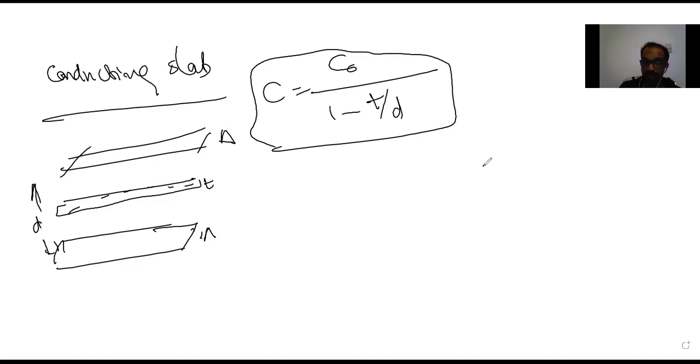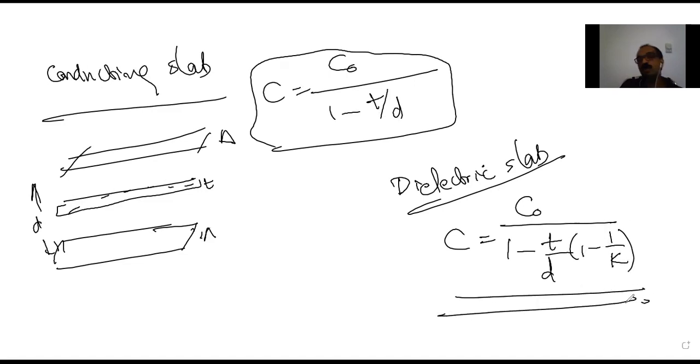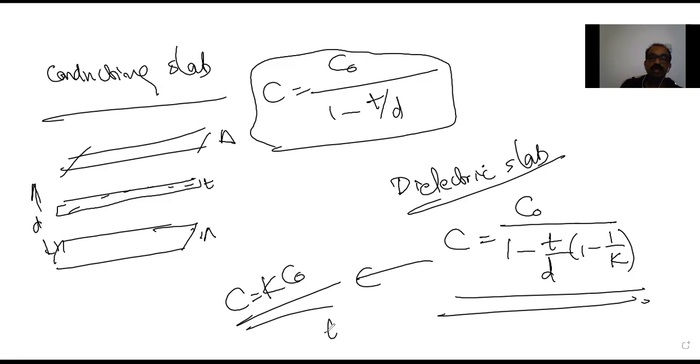Whereas if there is a dielectric slab, the capacitance can be calculated using the equation C0 by 1 minus t by d into 1 minus 1 by K, where K is the dielectric constant of the slab. Actually, from this only we can even get the other equation: C is equal to K C0 by keeping small t equal to d, which means the entire space is filled with dielectric constant K. So from the first two chapters, these are the fundamental equations.